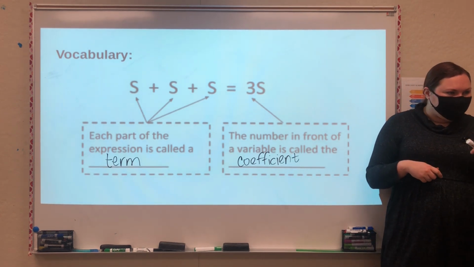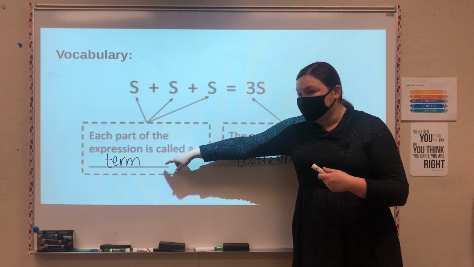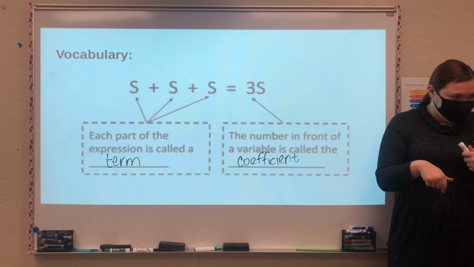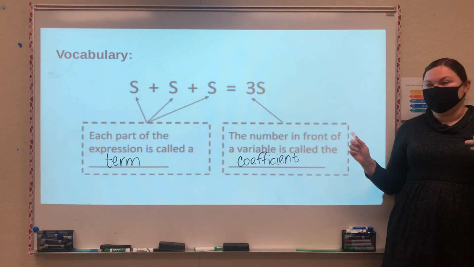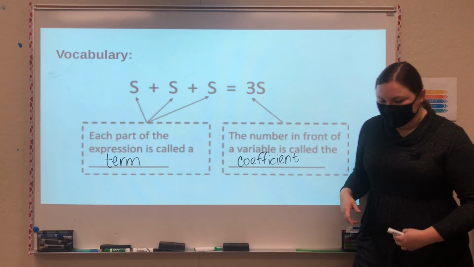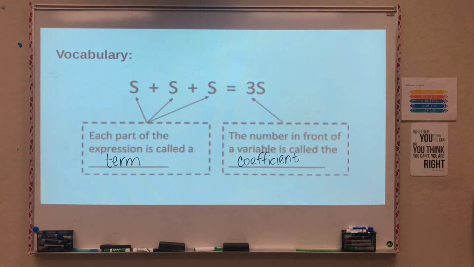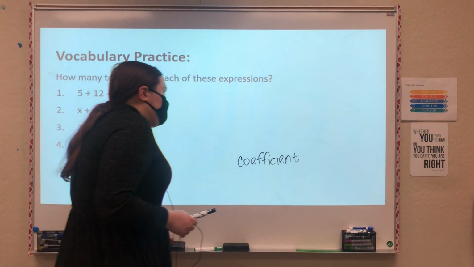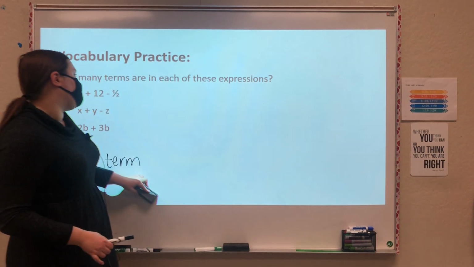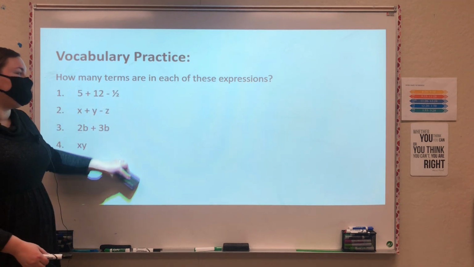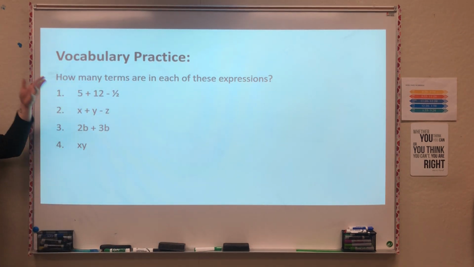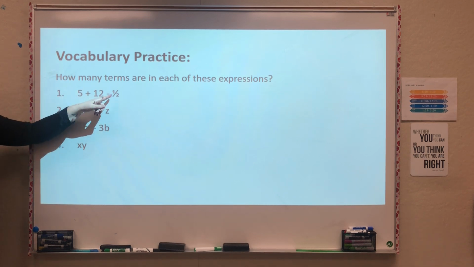Being able to look at a problem and identify the terms and identify the coefficient is going to be important for today when we go to combine stuff. You've got to be able to identify both of those things. So we're going to start off, it's not even any math yet. We're just going to start off identifying those two things. So for these first four problems, the question is how many terms are in each of these expressions? So for example, this first one, it's all numbers, 5 plus 12 minus 1/2.